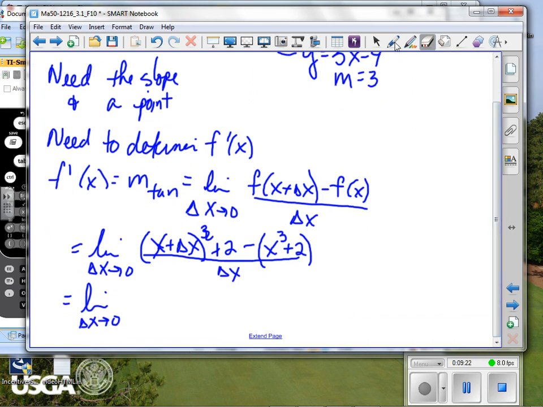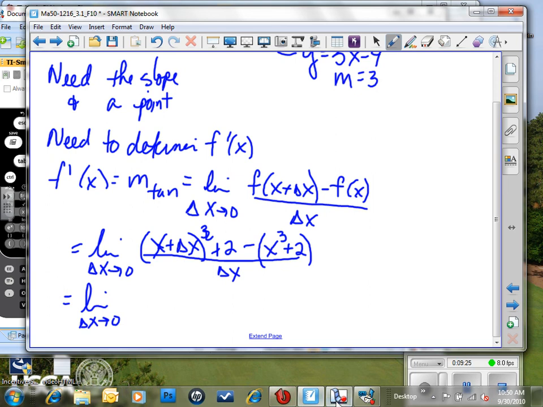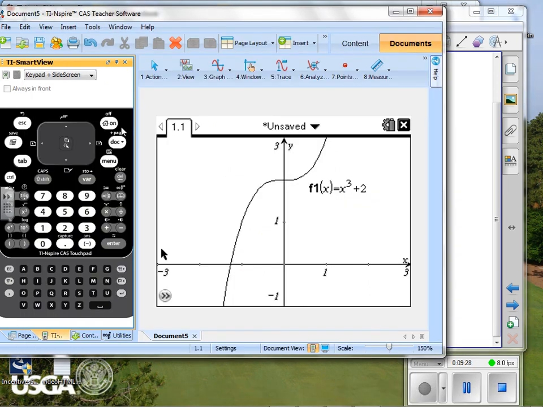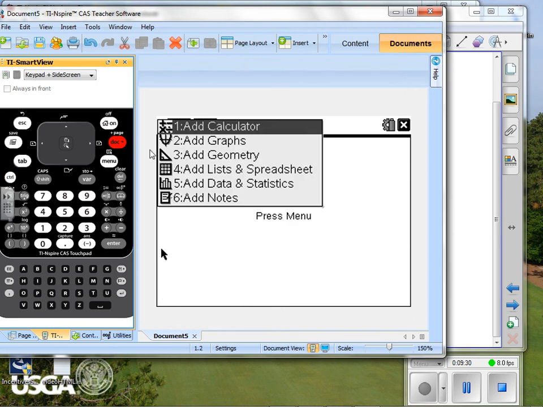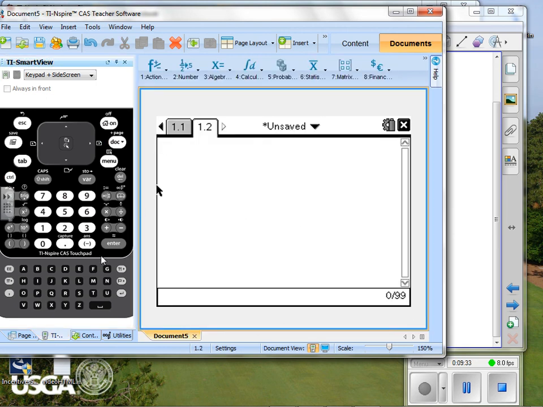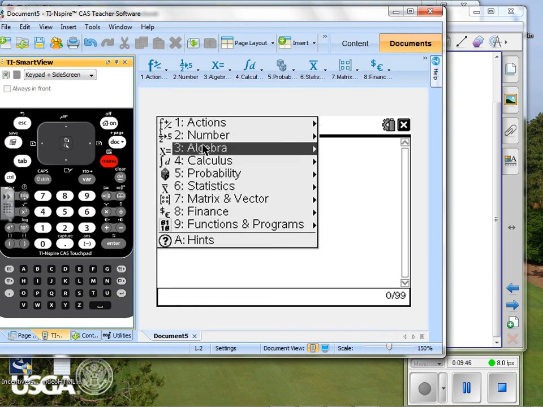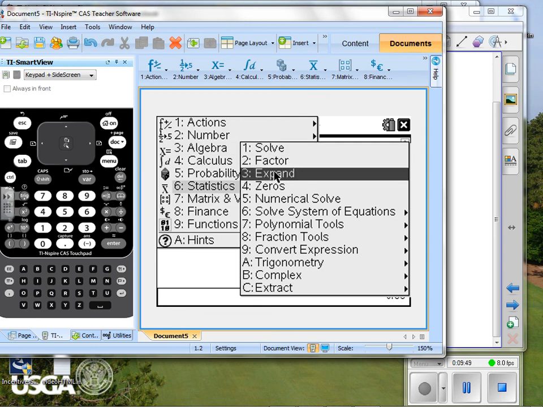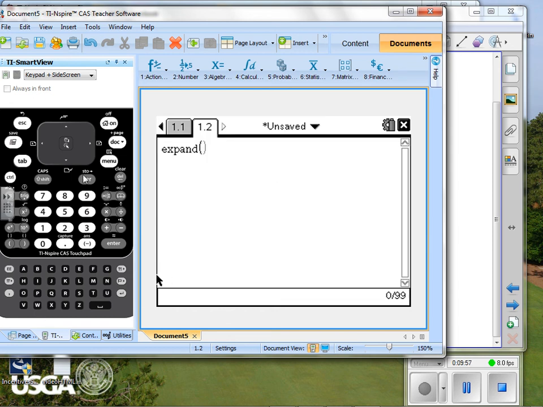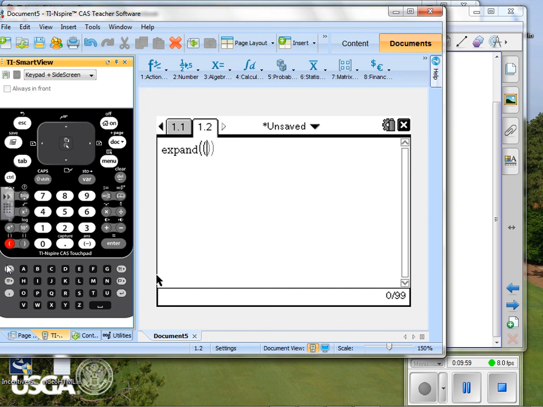Again, if you don't know how to cube a binomial, don't worry about it. Let's just go in here. I'm going to do control on the document, pick up a calculator page. So those of you, I'm working on this model today. How about those of you with the clickpad? You okay? You know how to go home and pick that up? Okay. Menu. Algebra. Expand. Menu. Algebra. Expand. What are we going to expand? Well, we're going to expand parentheses, so make sure you put a parentheses in there.